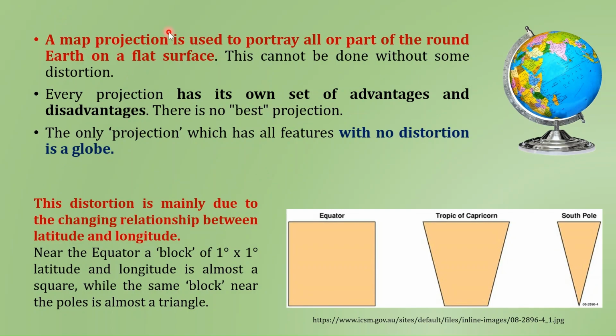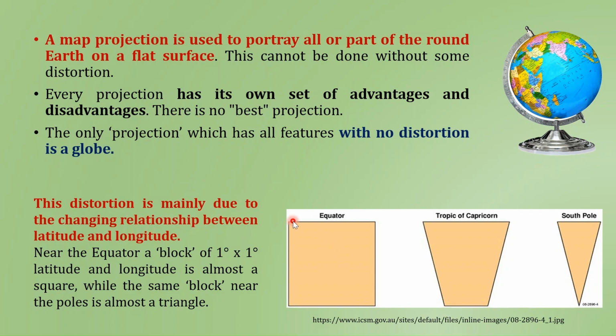The map projection is used to portray all or part of the round earth on a flat surface. But when we do so, it cannot be done without some distortion. Every projection has its own set of advantages and disadvantages, and there is no best projection. The only projection which has all features without any distortion is a globe. And this distortion is mainly due to the changing relationship between latitude and longitude.